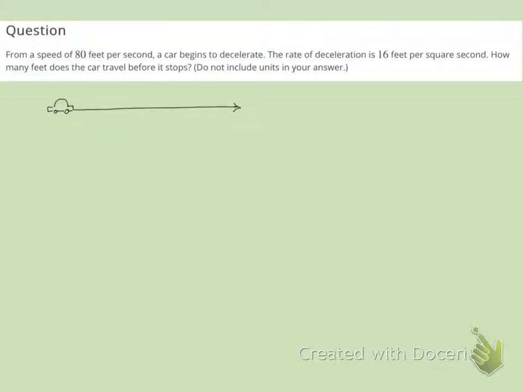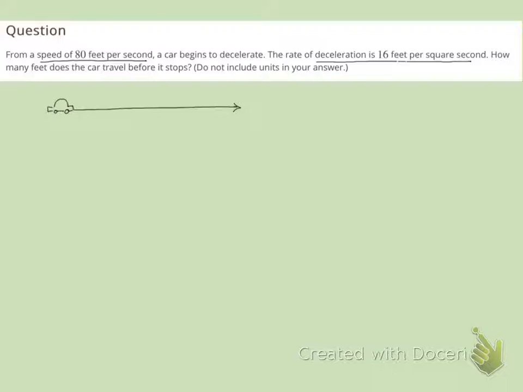For this practice problem, we have a car driving down the road at a speed of 80 feet per second. And then it starts to decelerate at a rate of 16 feet per square second. And it says, how many feet does the car travel before it stops?